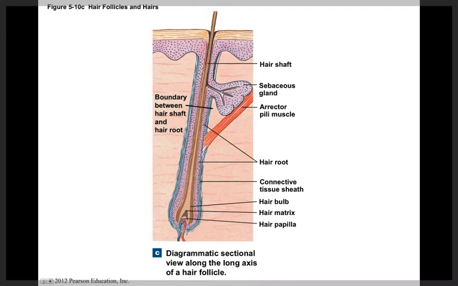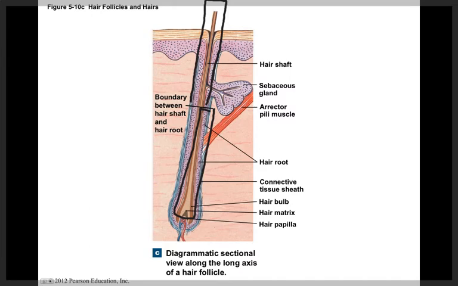Now we're going to talk about the accessory structures, and we'll start with the hair and the hair follicle. The hairs project above the surface of the skin. They start way down in the dermis area. The hair follicles are organs that produce the hair. The hair root is the portion that anchors the hair into the skin. The hair shaft is the portion that is seen on the surface of the skin.